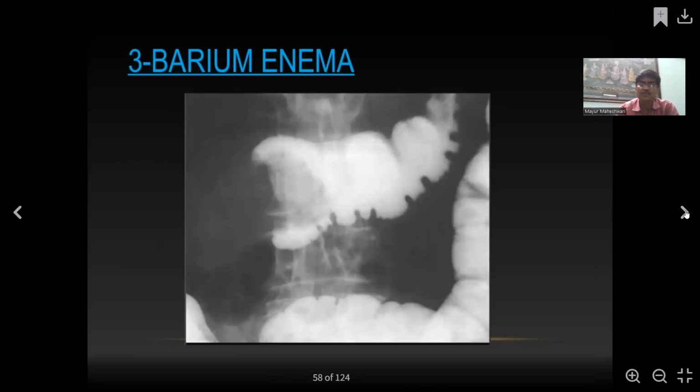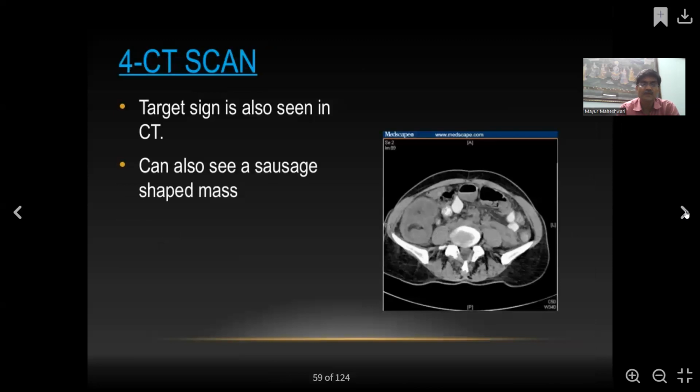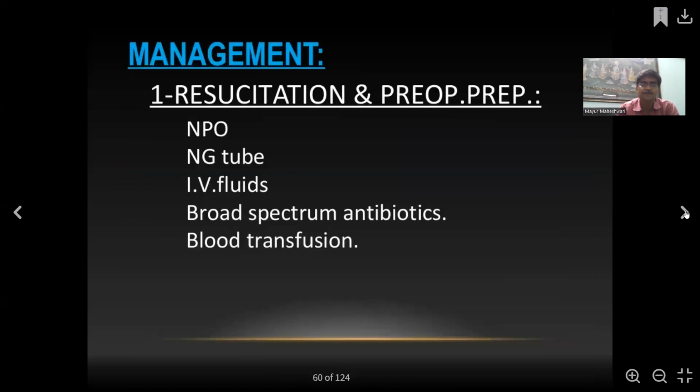You can use barium, or nowadays we use gastrografin, if really it is required. Sometimes you have to do a CT scan also. You can see a target sign on CT scan also, and you can see a sausage shaped mass on a CT scan.